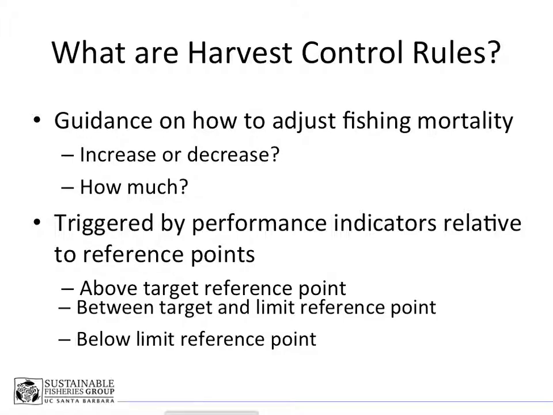So as a quick refresher, what are harvest control rules? Harvest control rules help you determine how to adjust fishing mortality or your fishery management controls based on how your performance indicators are doing. So this helps you determine how much you should increase or decrease fishing mortality or fishing pressure, and by how much. And this is a function of how your performance indicators are doing relative to their reference points. Are things above the target, between the target and the limit, or below the limit? Based on where your indicators fall in this spectrum, you'll want to think about how to adjust your fishing management controls accordingly.